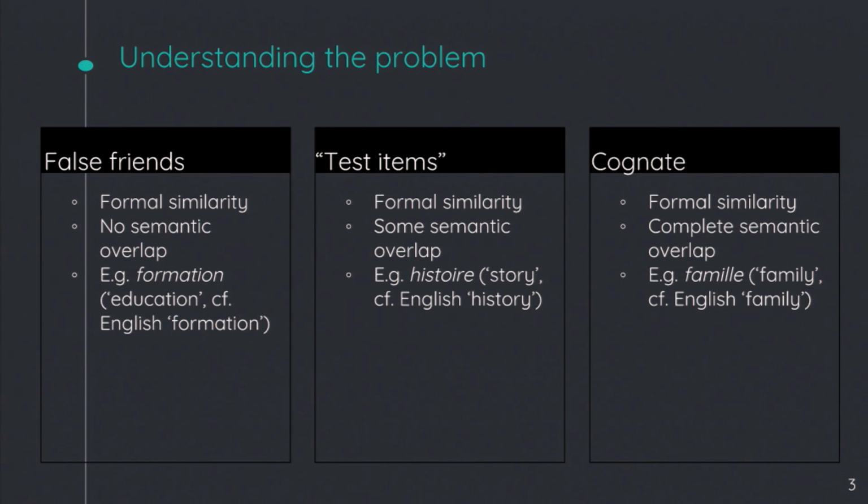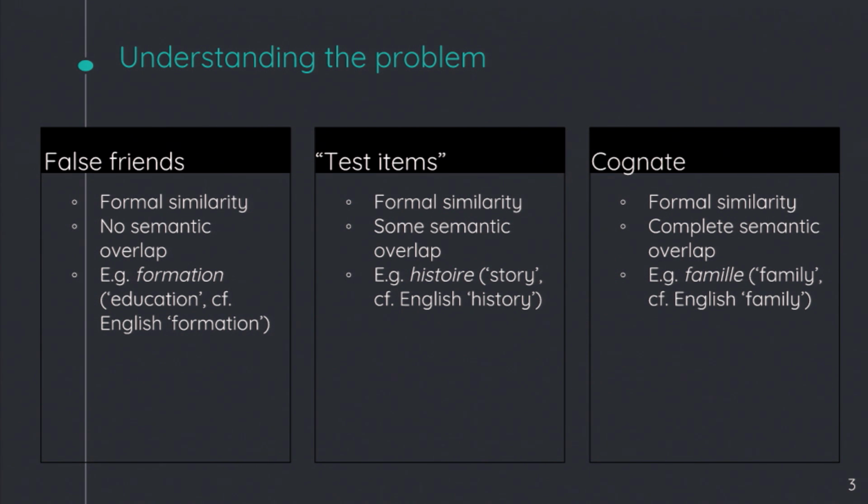A false friend is something that has a formal similarity but no semantic overlap with English. An example would be French formation, which means education in English, but looks like the English word formation. On the other end of the scale, we have cognates, which have a formal similarity and a complete or almost complete semantic overlap. An example from French would be famille, which looks like family and means family in English.